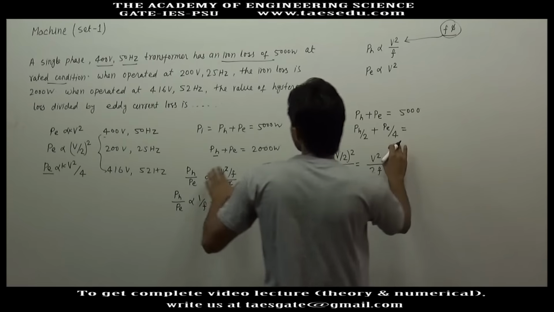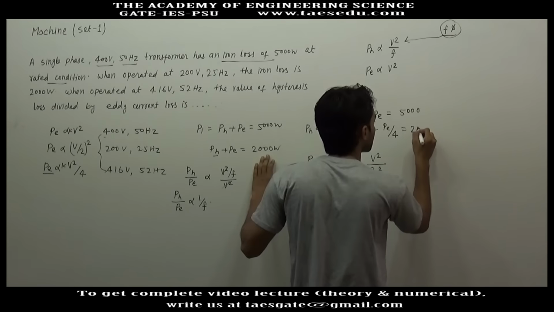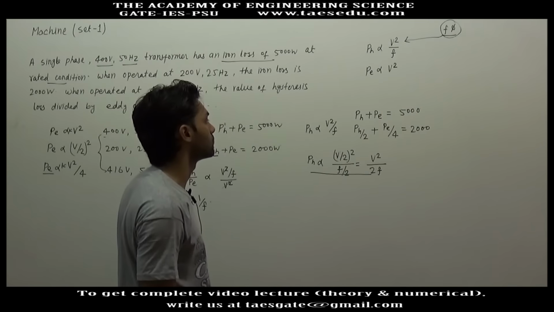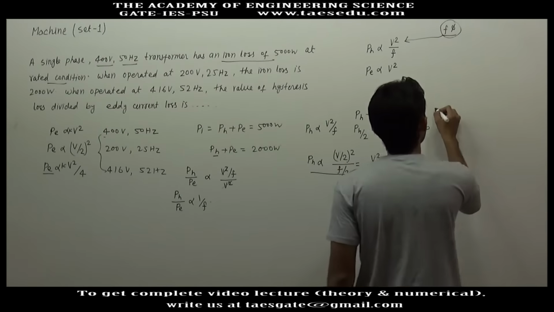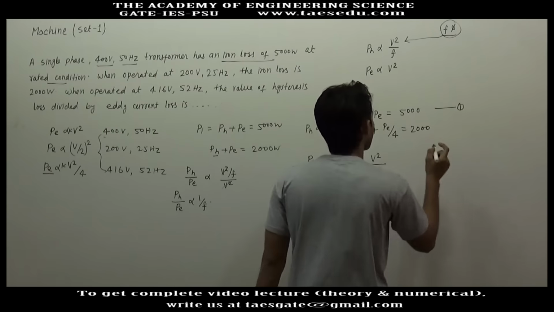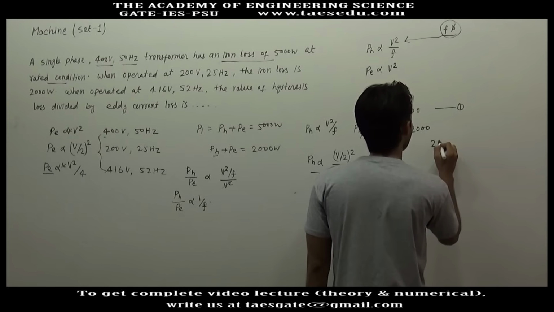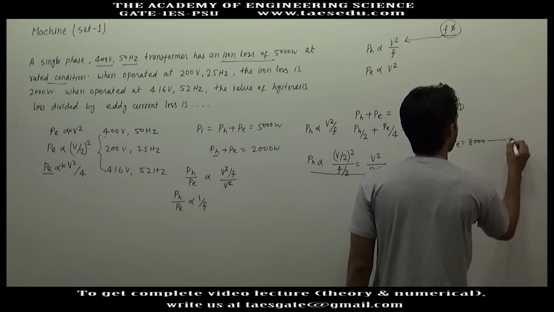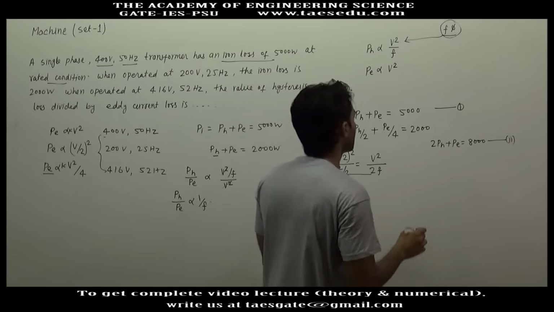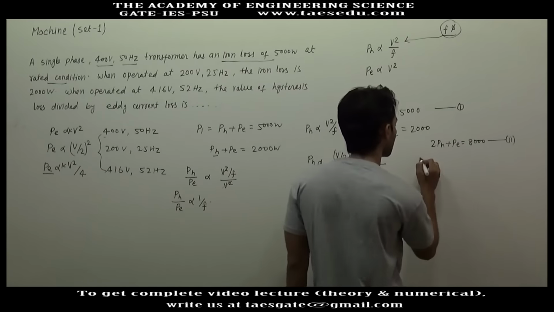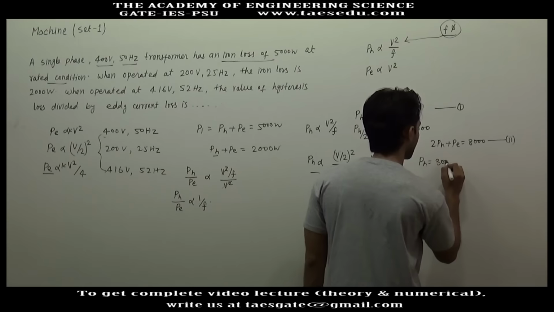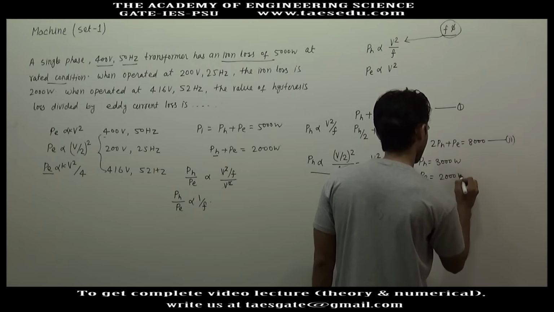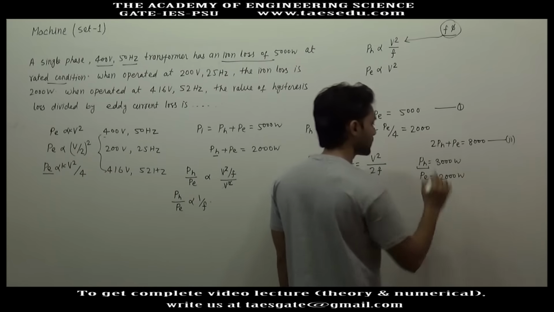And the total loss in the second condition is 2000 watt. This is equation 1, and if you solve it, you will get 2PH plus PE equal to 8000. This is the second equation. If you solve these two equations, you will get PH equal to 3000 watt and PE equal to 2000 watt.